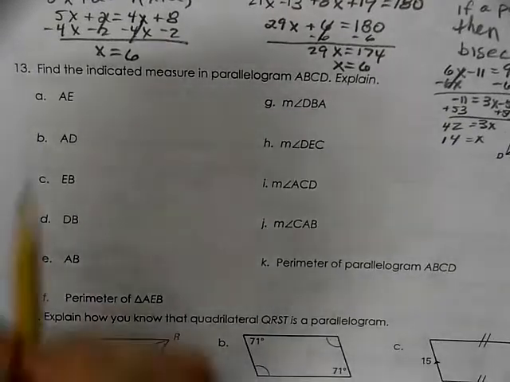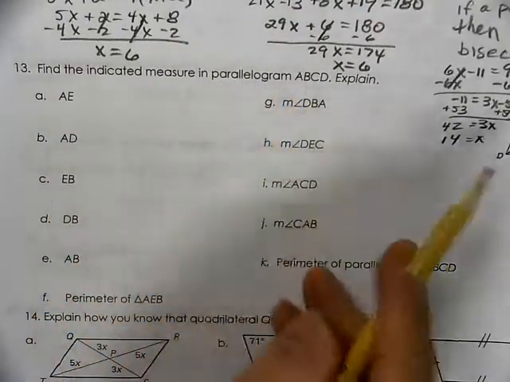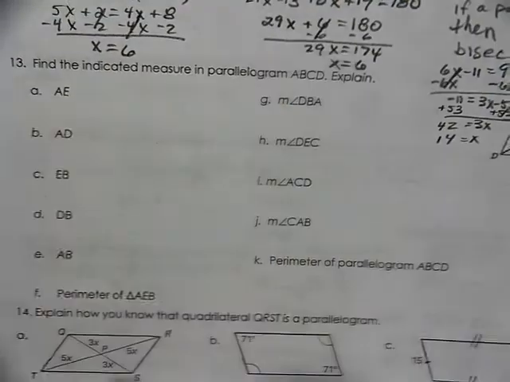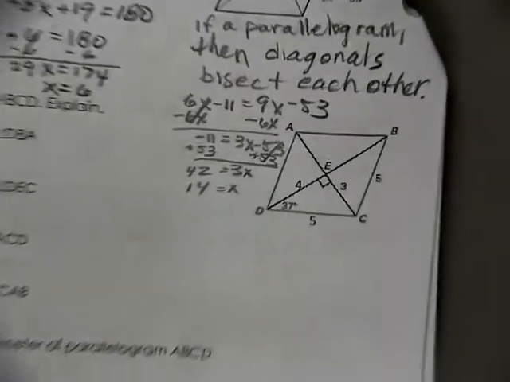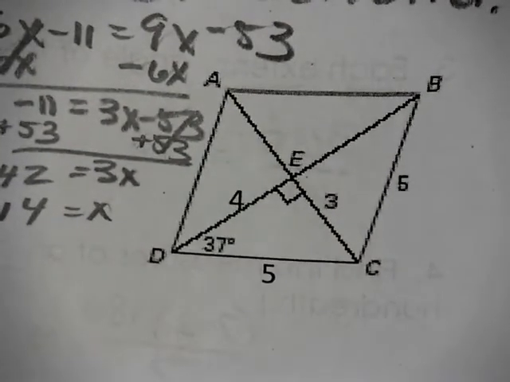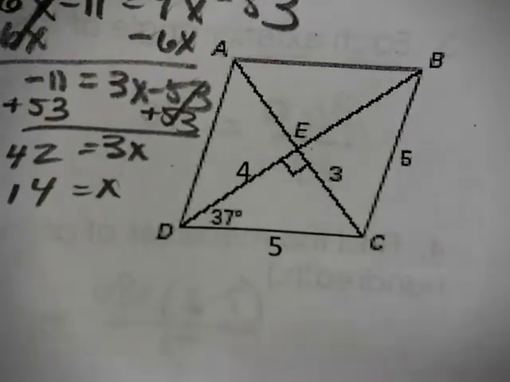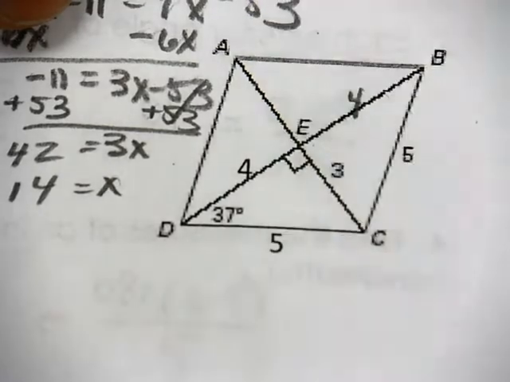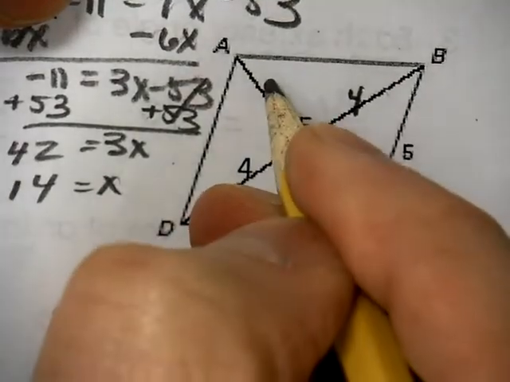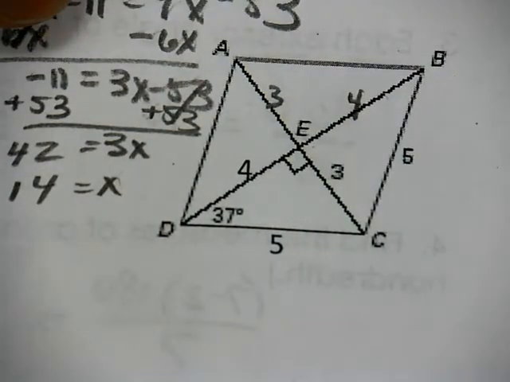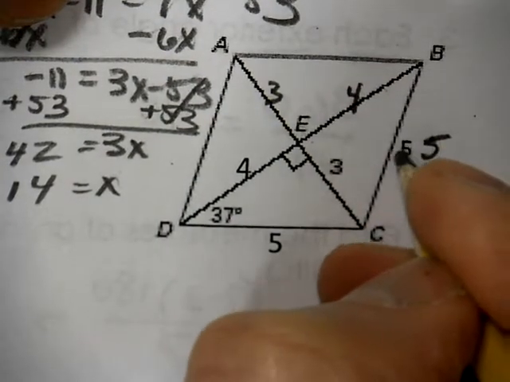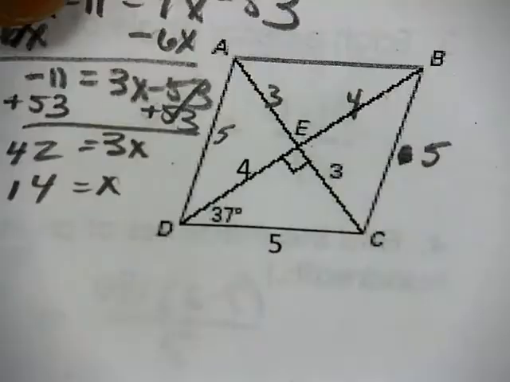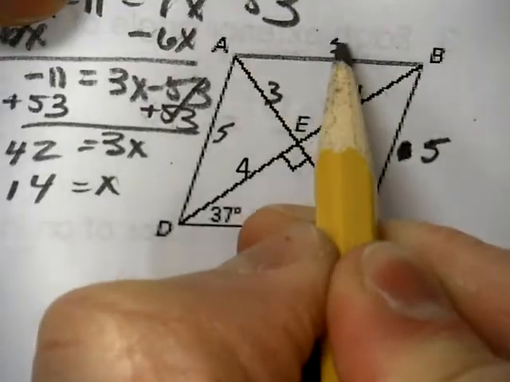So for this one, we're going to find the indicated measures of the parallelogram. So we have all these different pieces that we're trying to find. Let's come on over here to the picture and first talk about what we see. We know that diagonals are supposed to bisect each other, so this has to be 4. And if they bisect each other, this has to be 3. This is a 5. If you can't read that, that's a 5. So this side is also 5. The opposite is also 5.